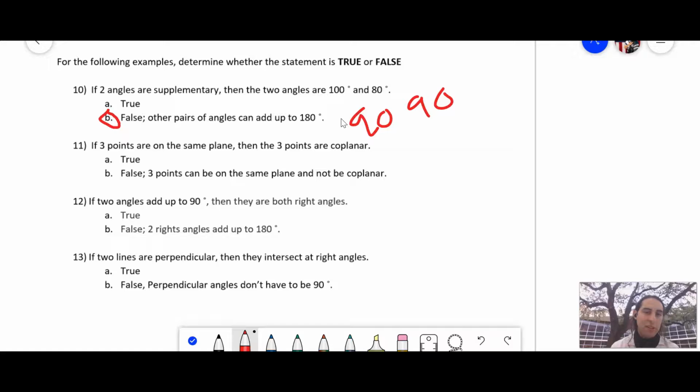Number 11, if 3 points are on the same plane, then the 3 points are coplanar. Well, that's what it means to be coplanar, on the same plane. So that's true.